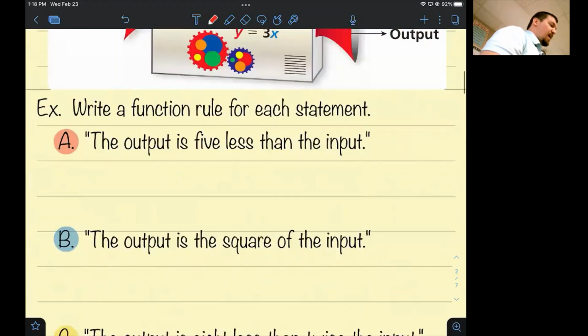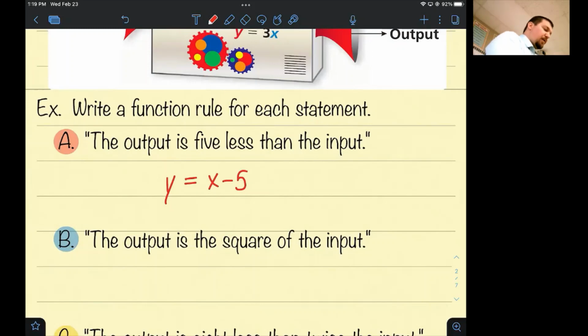So let's write function rules based off of these sentences here. See if we can do that. The first one says the output is 5 less than the input. How could I write that as an equation in slope-intercept form? Maddox. Perfect. Y equals, the output y is means equals, 5 less than, I'm subtracting 5 from x. The common mistake I see with subtraction is when you read it like this, I have a lot of students put 5 minus x. That means x less than 5. 5 less than x means I start with x and then subtract 5 from that.